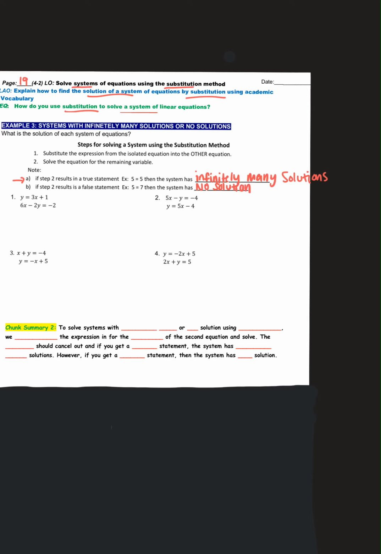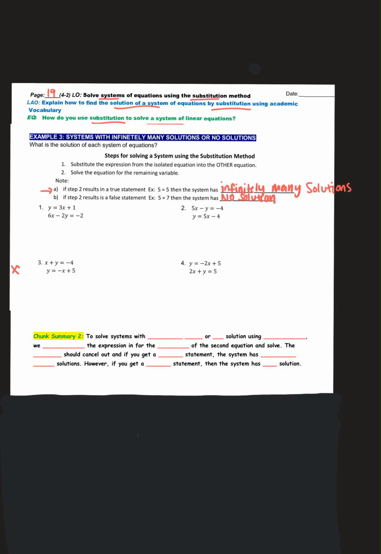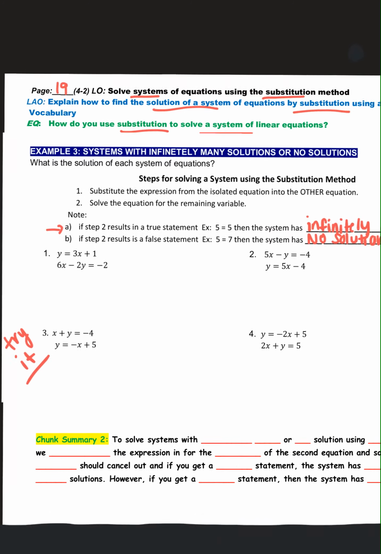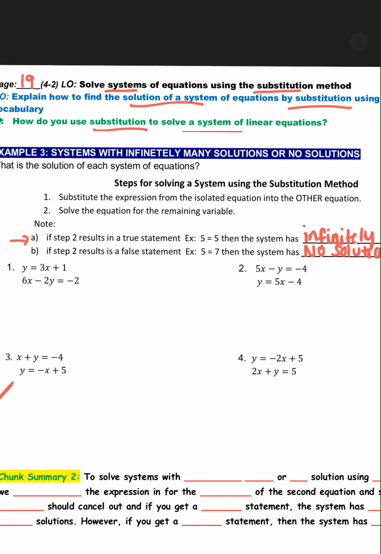Okay, so I'm going to do number 1 and number 2. Number 3 and number 4 will be your try-its. Okay? So let's do number 1. y equals 3x plus 1 is our first equation, and our second equation is 6x minus 2y equals negative 2.